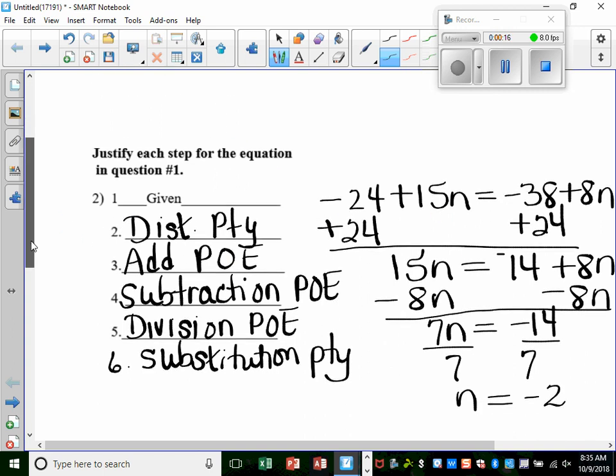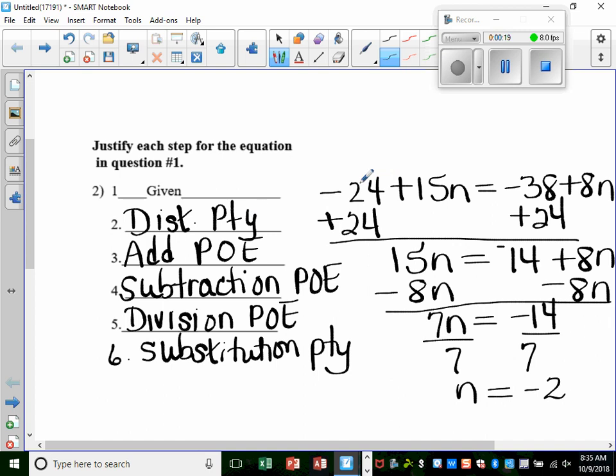So for number 1, I just used the distributive property first and got negative 24 plus 15n equals negative 38 plus 8n. Now, I added 24 to both sides, so that's called the addition property of equality. Okay, so you are allowed to abbreviate POE for property of equality.